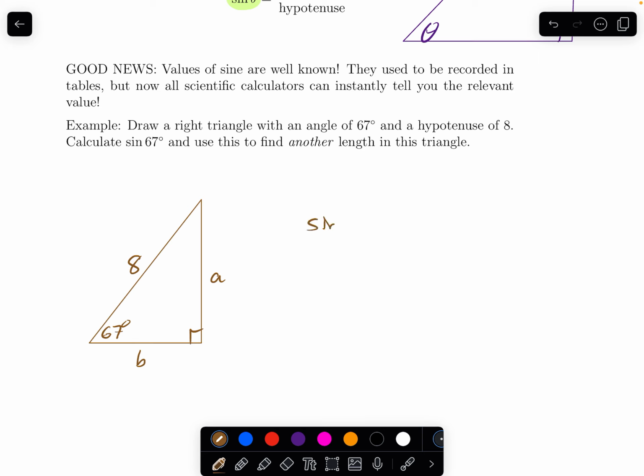So sine of 67 degrees is a ratio between the opposite leg, across from the 67-degree angle. That's A. It's the ratio of opposite leg, which in this picture is A, to the hypotenuse, which is B. And then sine of 67 degrees I can just look up.